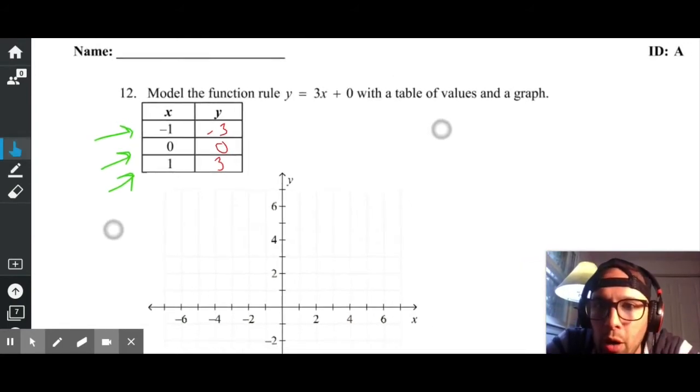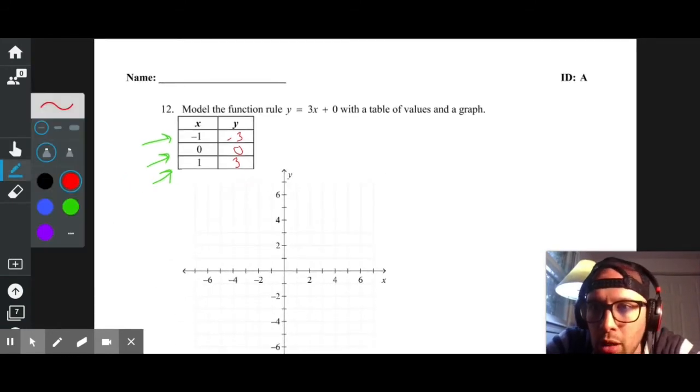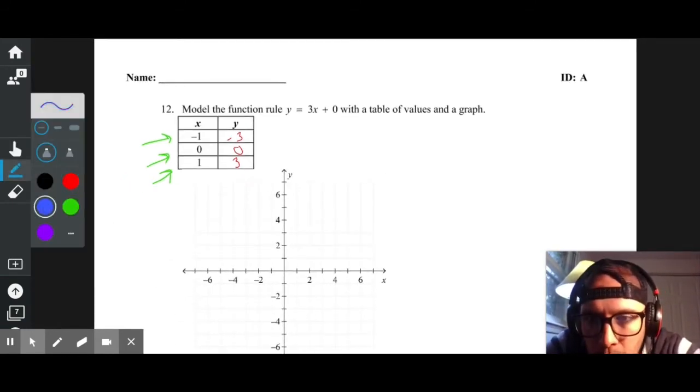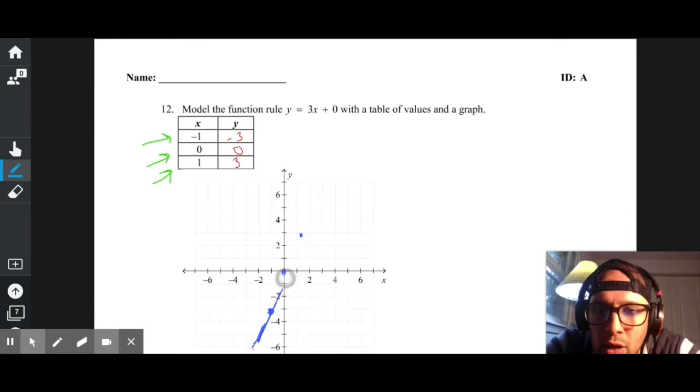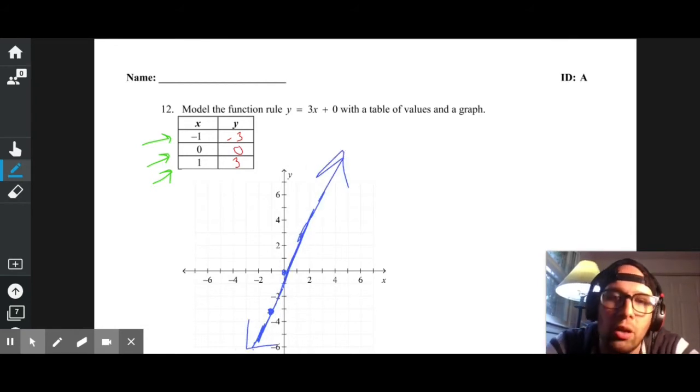So now when I want to graph this, I have 3 points. I have negative 1, negative 3, which appears to live right around there. I have 0, 0, which will live right around there. And I have 1, 3, which will live right around there. If I had a normal ruler, I would draw a much straighter line than that. But that's what we're doing. We're using a table and a graph to represent y equals 3x plus 0.